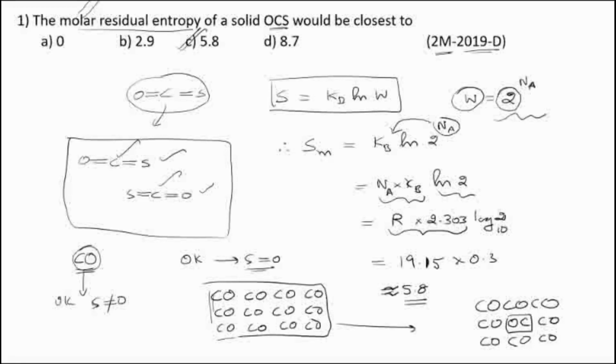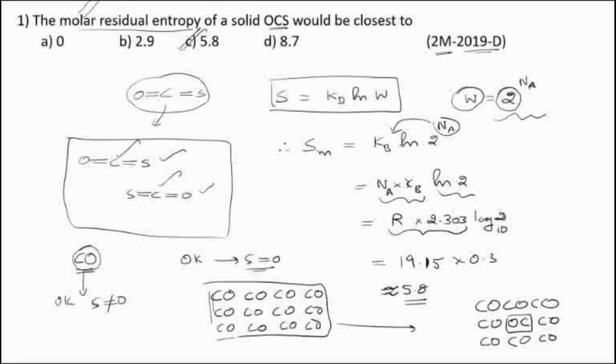Right. In a similar manner, if you take para difluorobenzene, you will get 4 different orientations, right? Similarly, if you take ortho difluorobenzene, you will get 6 different orientations. So in a similar manner, you can find the number of orientations of each and every molecule in a crystalline state.